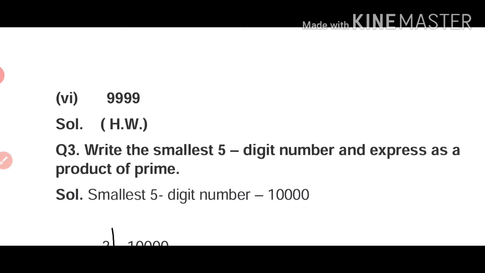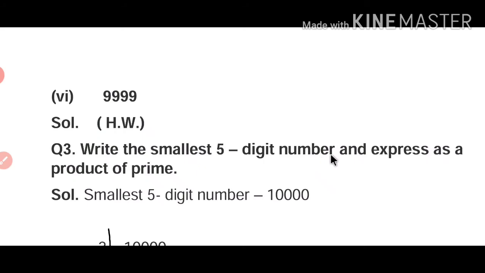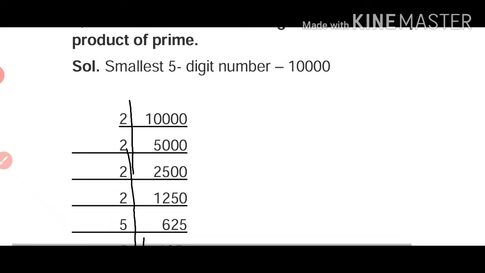Now let's see question number 3. Write the smallest 5-digit number and express it as a product of primes. We know that the smallest 2-digit number is 10. So the smallest 5-digit number will be, we have to increase only zeros. So the smallest 5-digit number is 10,000. 1, 2, 3, 4, 5. As a product of primes, it means we have to find its prime factorization.